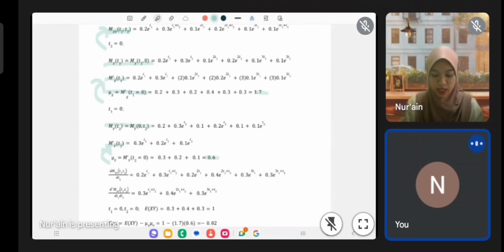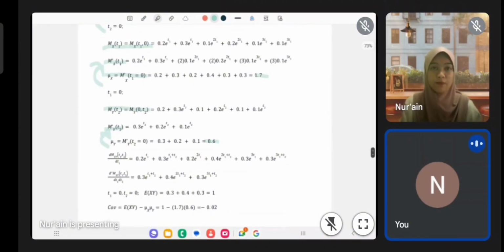After we obtain the mean value of X and the mean value of Y, we have to find the mean value of XY. How to find the mean value of XY? First, we differentiate with respect to t1 and differentiate a second time with respect to t2. After that, we substitute t1 equal to 0 and t2 equal to 0, and we get 0.3 plus 0.4 plus 0.3 equal to 1.